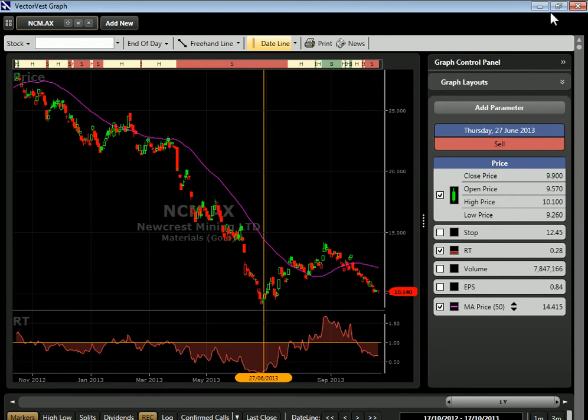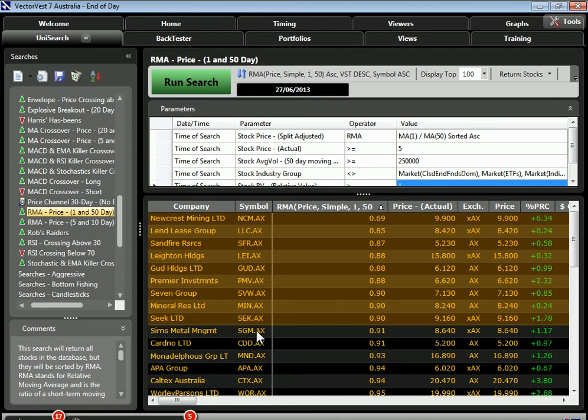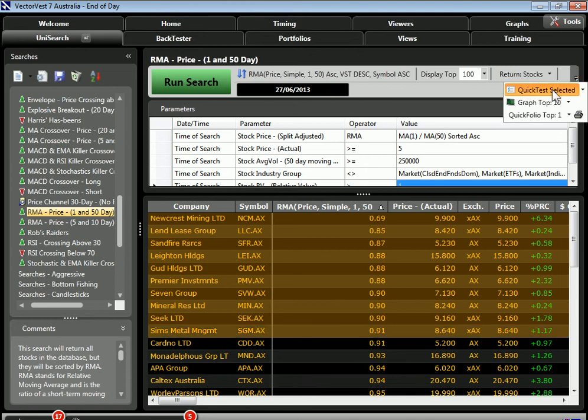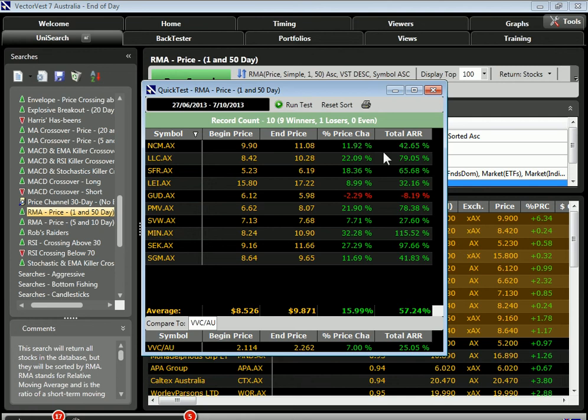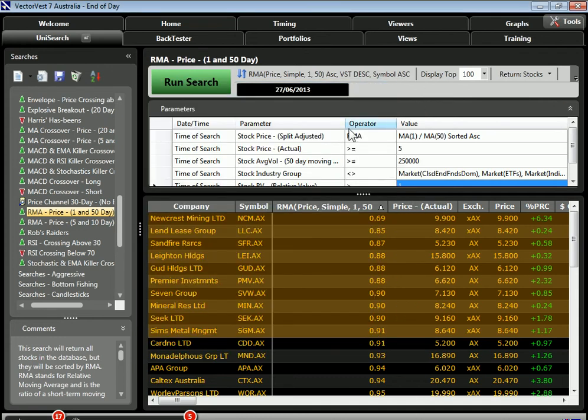So let's see how these stocks have performed. I'm just going to highlight the top 10 here for us and then select quick test up here. Feel free to just quick test the top 10 at home. Here's our result. That's pretty stellar, is it not? 9 winners, 1 loser. The stocks as a basket went up almost 16%. That's 57% annualized. It's like shooting fish in a barrel. Really, really simple stuff.